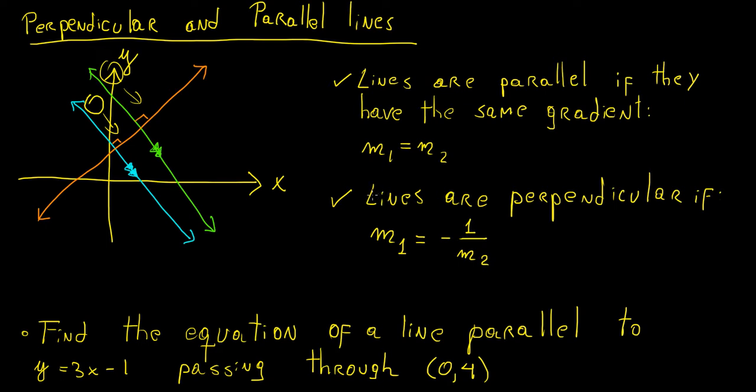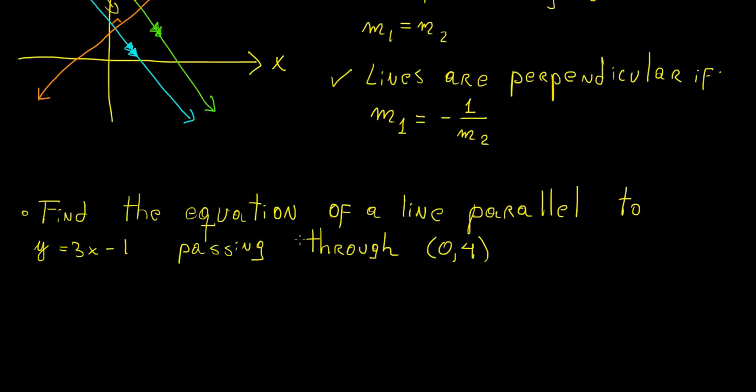However, if we want to make lines perpendicular to each other, then the following relationship between the gradients must be satisfied. So one of the gradients must be equal to the negative reciprocal of the other one. So if this relationship is satisfied, then we say that the lines are perpendicular. And if neither of these two relationships are satisfied, then the lines are neither parallel nor perpendicular. So that's the main concept that we need to understand in terms of relationships between lines.